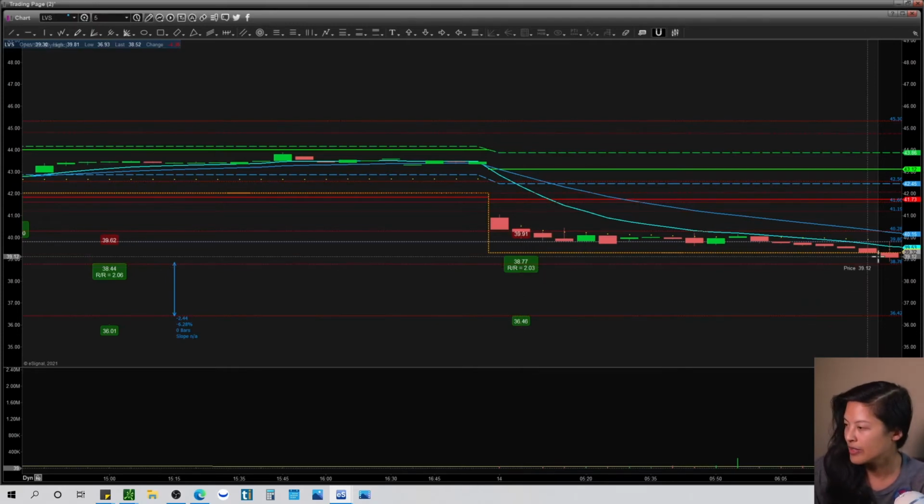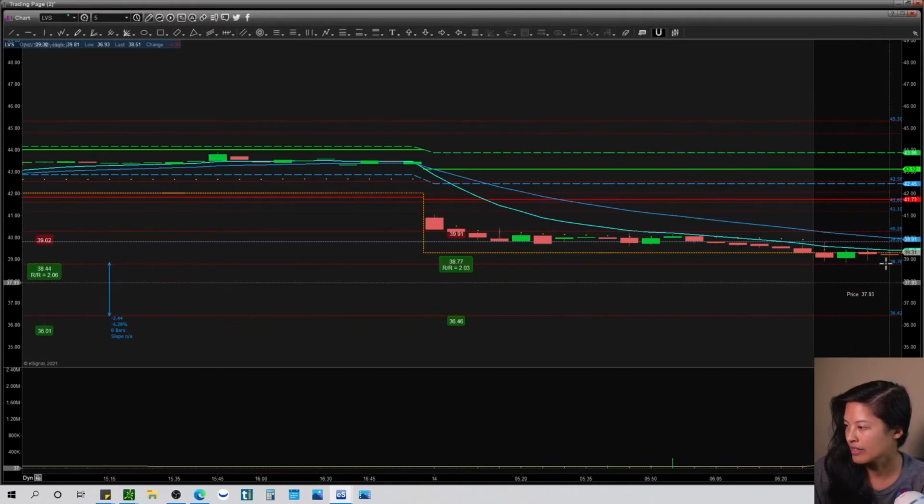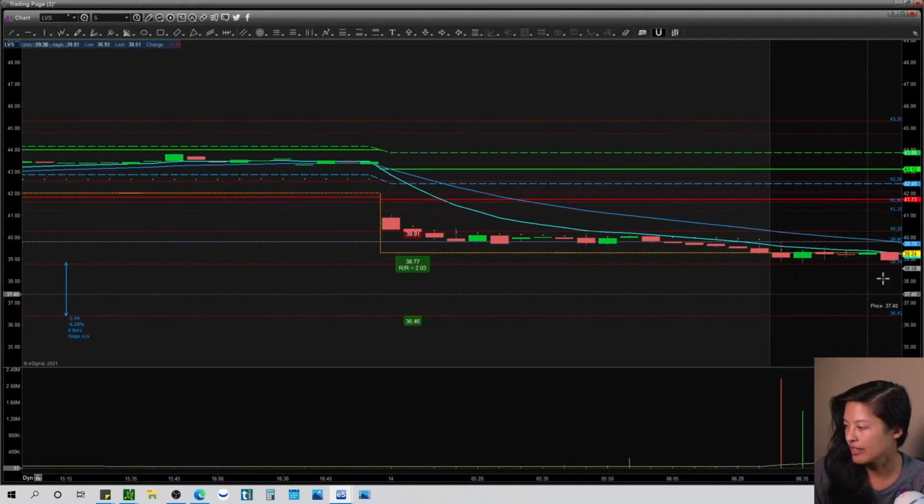So basically what we want to look for is a 5-minute close below 38.78. So we're still waiting. Still waiting. We're getting close here.